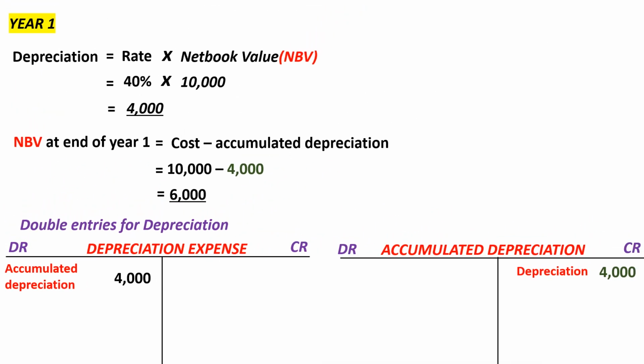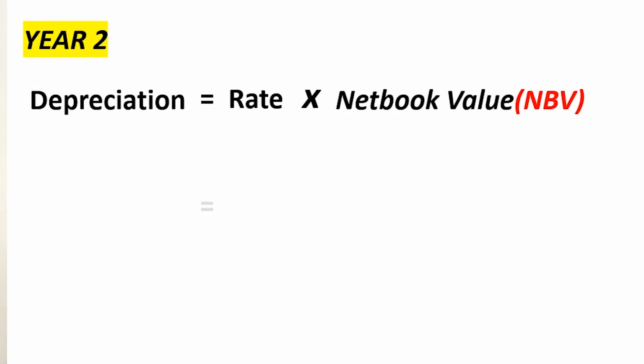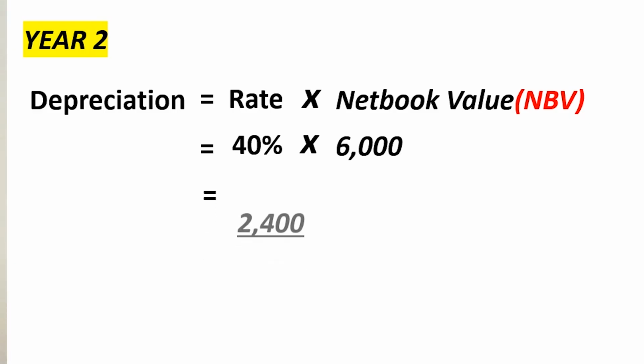So let's move on to the second year. In the second year, we are still going to depreciate it. The rate, which is 40%, multiply that by the net book value. The net book value by the end of the previous year was 6,000. So it's going to be 40% multiplied by 6,000, and we shall end up with a depreciation for that second year of 2,400.